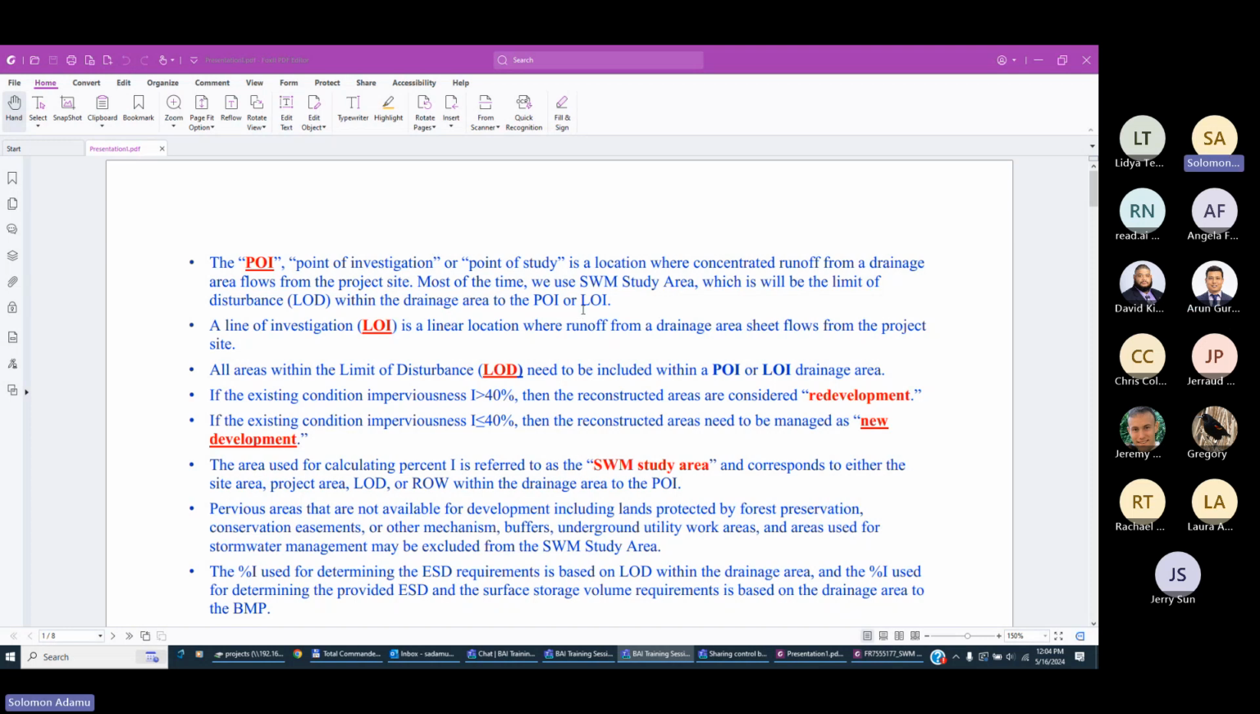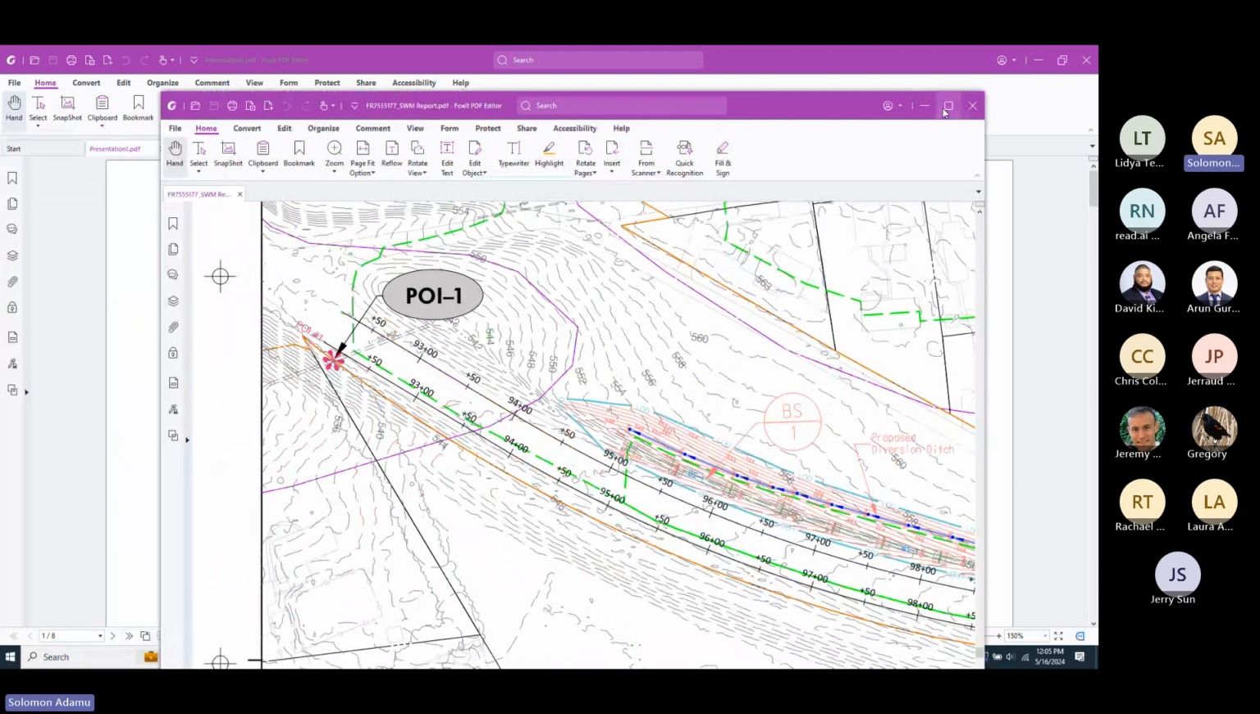What I prepared, I used the technical memos and the PRD documents on how to design stormwater management, how to define stormwater management requirements based on the project LOD. The first thing we need to determine the requirements for stormwater management for any project is defining the work area. Here I have an example.